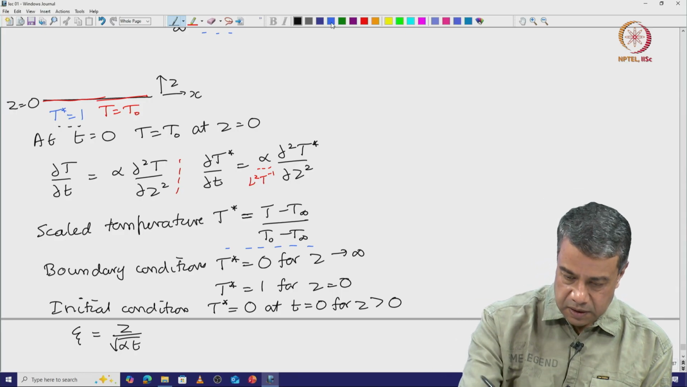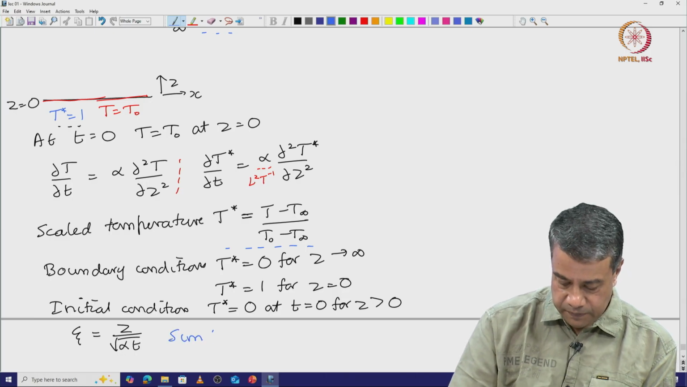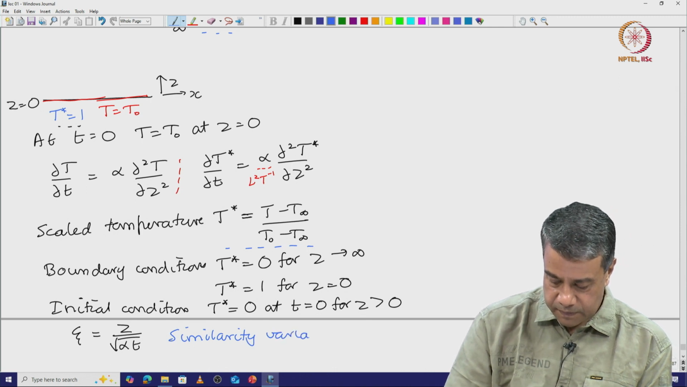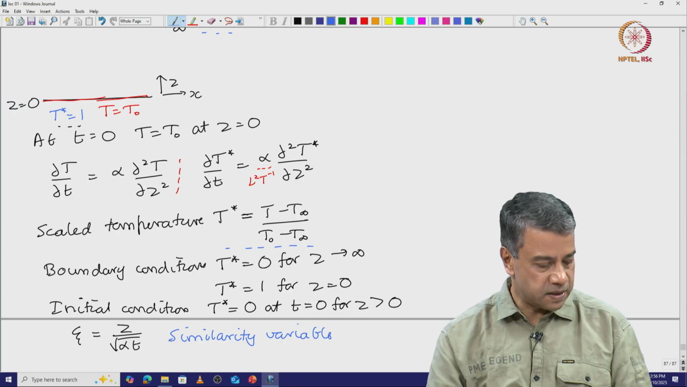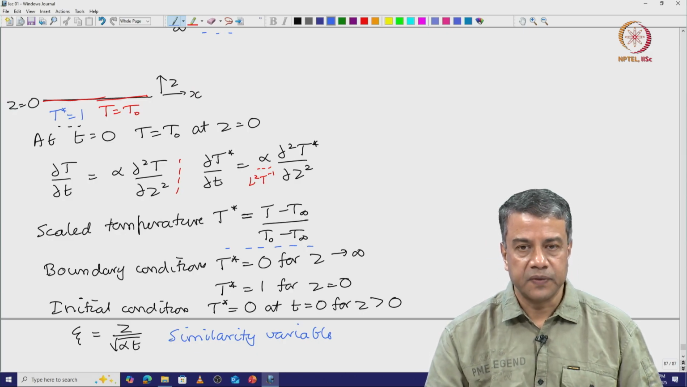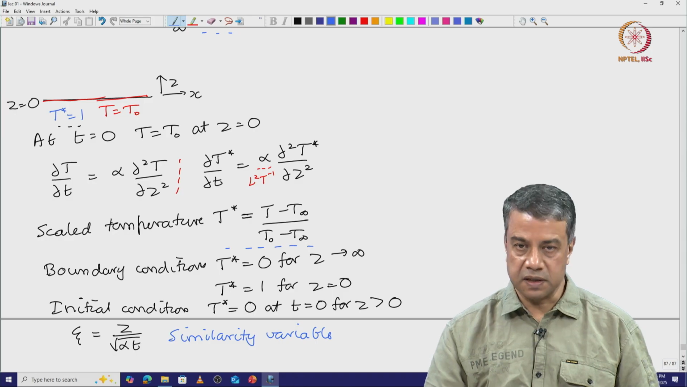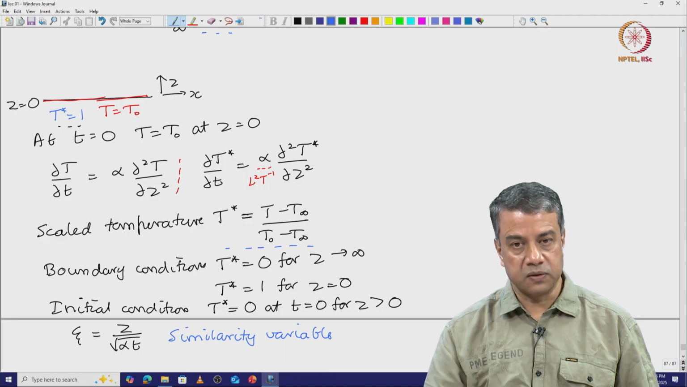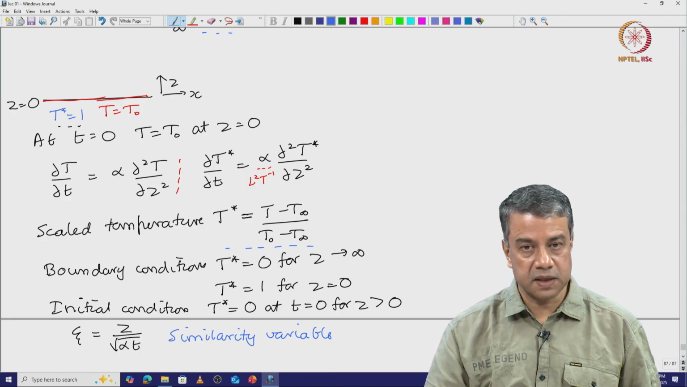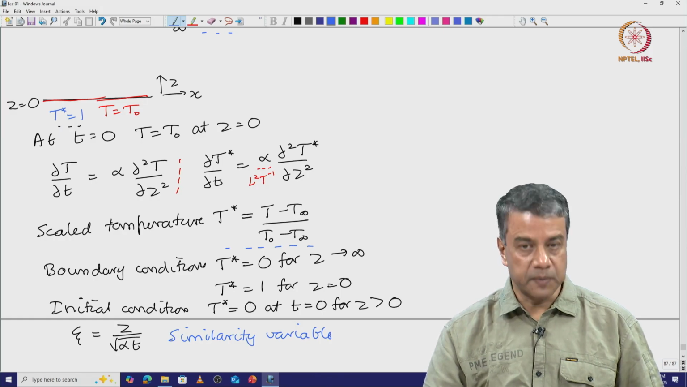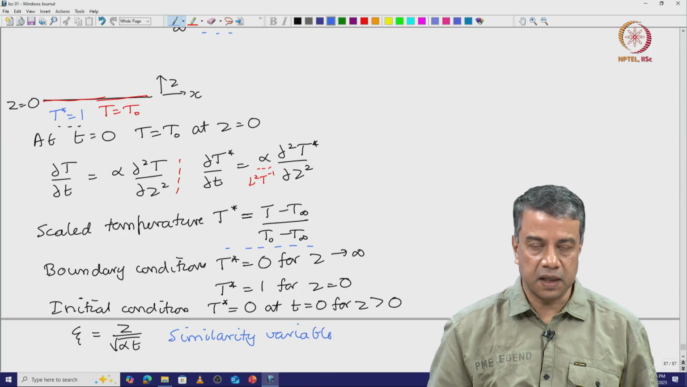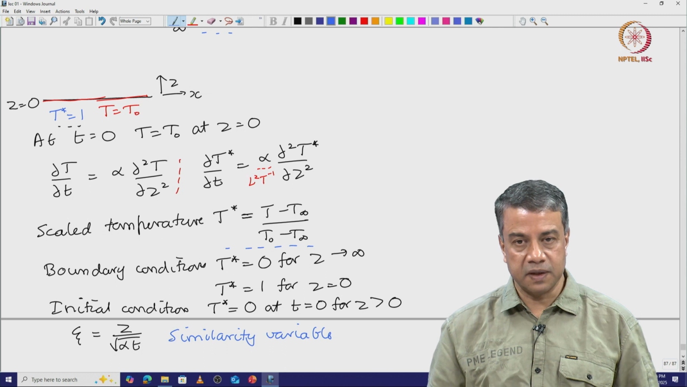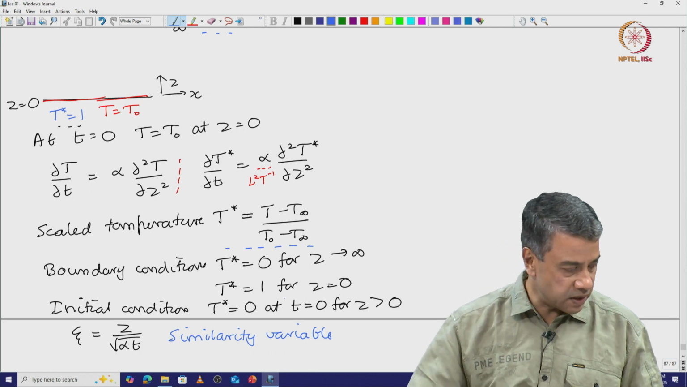This is what is called a similarity variable. Because there is no length scale in the problem and no time scale in the problem, time goes from 0 to infinity, z goes from 0 to infinity. Based upon dimensional analysis, we can get only one dimensionless group containing both the z coordinate and time. That means there has to be some similarity in the way the temperature varies with z and time if these are related in this manner. So, it is called a similarity variable.